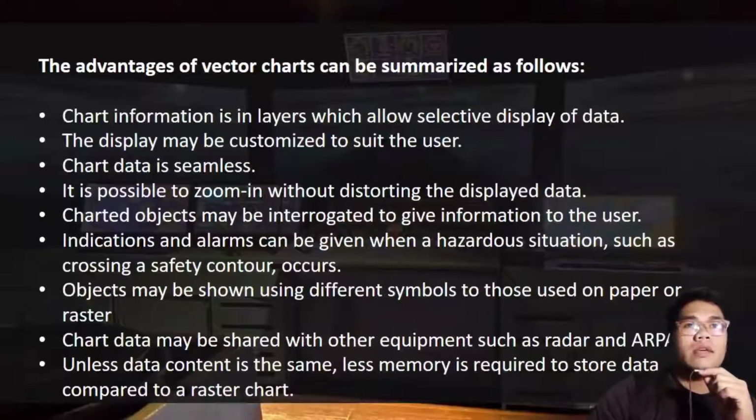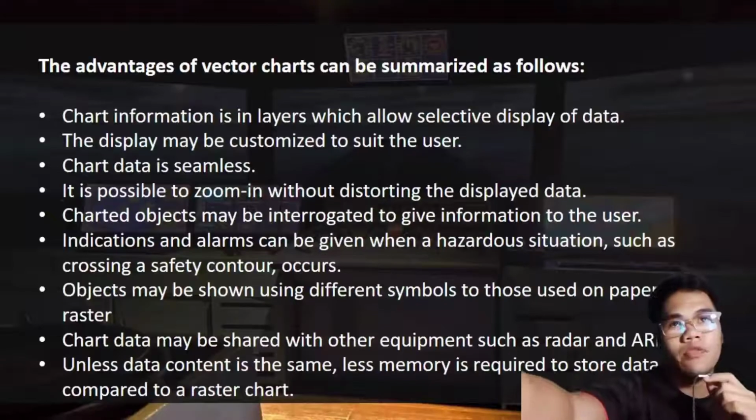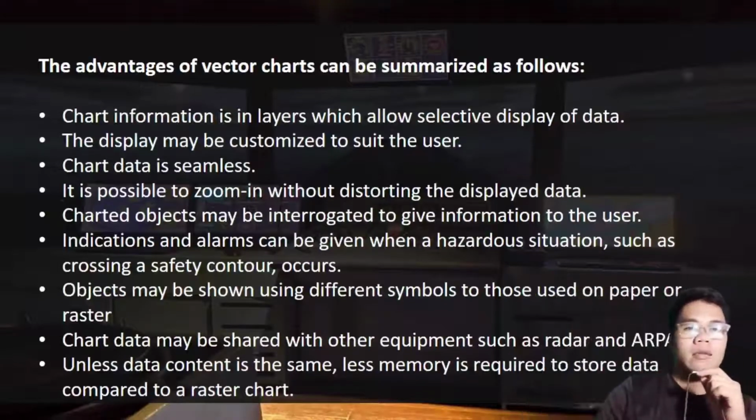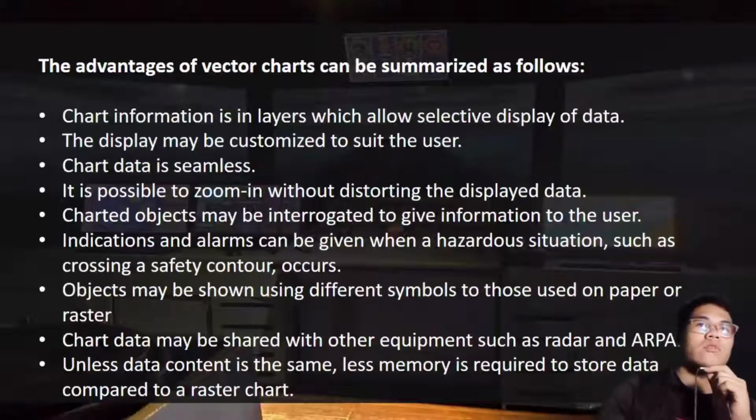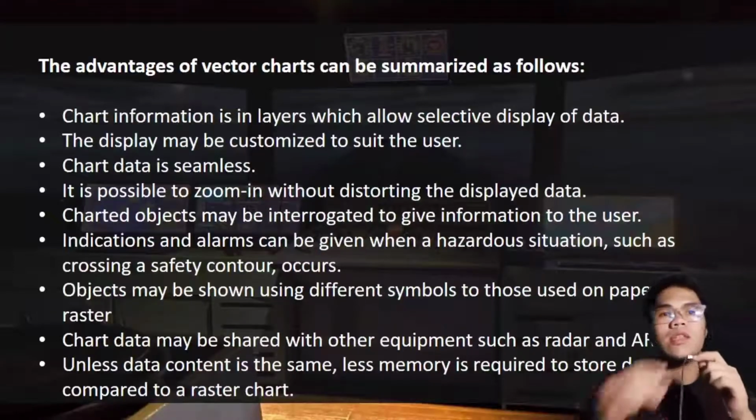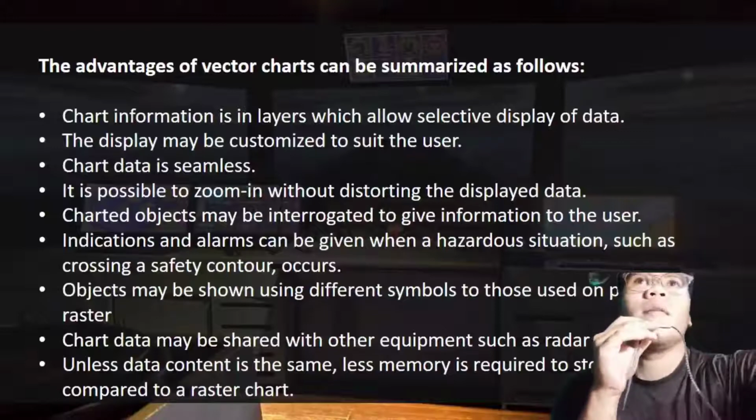Indications and alarms can be given when a hazardous situation such as crossing a safety contour occurs. Objects may be shown using different symbols to those used on paper or rasters, so it can be different. For me, that last part can be an advantage or disadvantage, especially to a user that is not very knowledgeable when using this kind of charts.